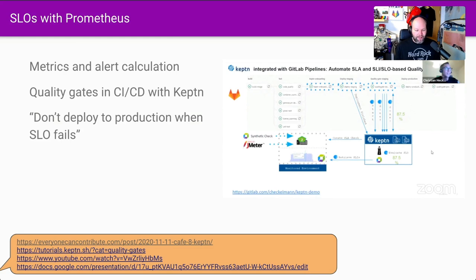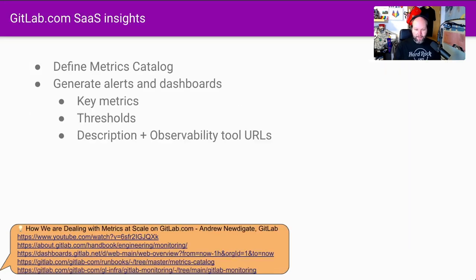Now, SLOs with Prometheus can also be used for even more things, not only for metrics and alert calculation, but also for quality gates. When something is deployed into staging and the SLO is failing in my staging environment, I want to have a quality gate, for example with Keptn, so that CI/CD is red and fails just because the SLO has failed. I don't want to deploy any performance regressions into production and then debug it at 3 a.m. and burn out from that. So this is one thing to keep in mind.